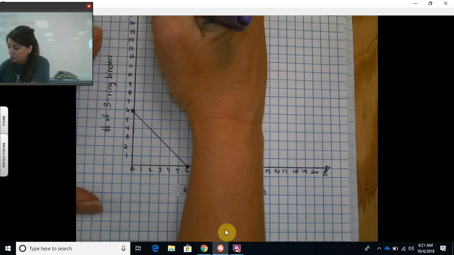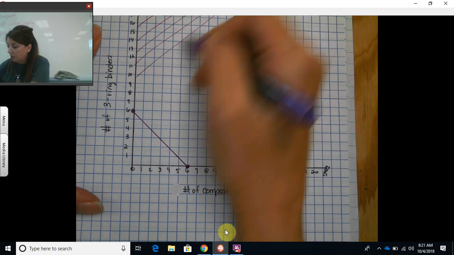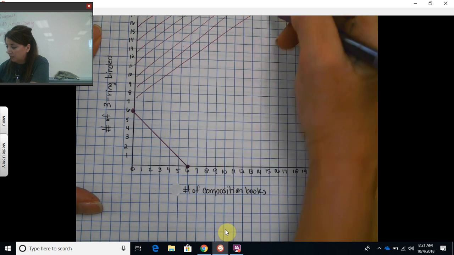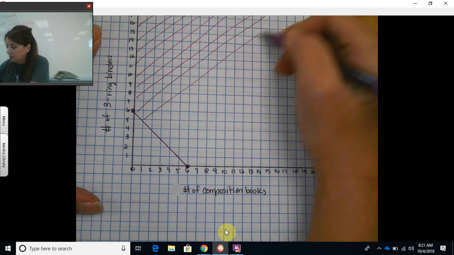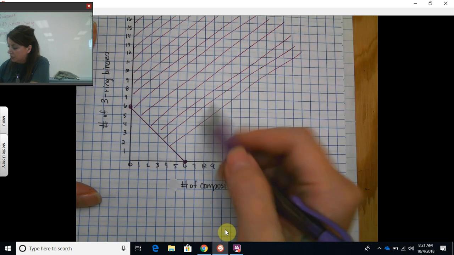So I shade above. Greater than means above. But again, if you're not sure which part of the line is above the line, pick ordered pairs, substitute them into your inequality, and see which side of the line makes the inequality true.